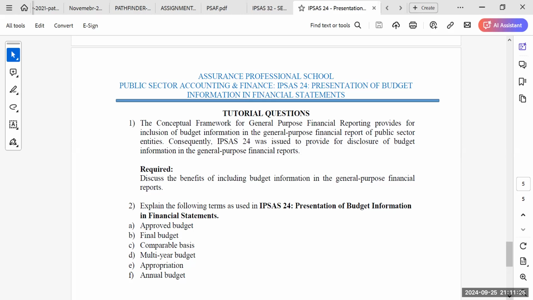Presentation of budget information in the financial statements. A, approved budget. B, final budget. C, comparable basis. D, multi-year budget. E, appropriation. And F, annual budget. Okay, let's look at the first one. What is the benefit of including budget information in the general purpose financial report?